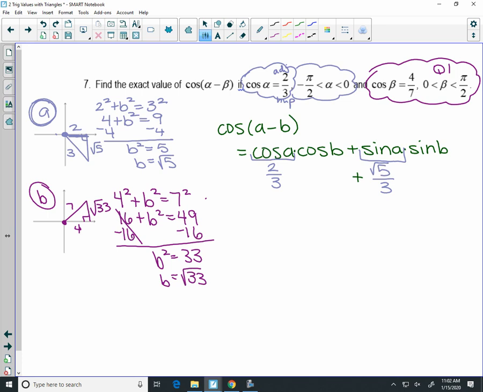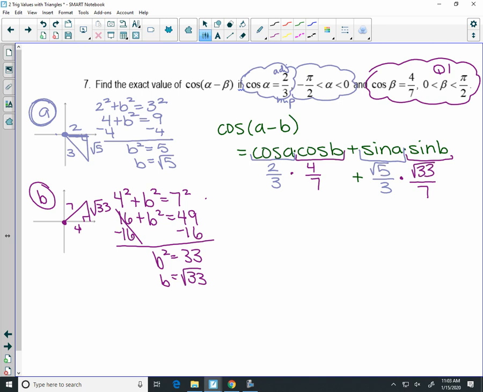So again, I'm replacing the whole thing. Cosine of B is the same as 4/7. Sine of B is opposite over hypotenuse, so square root of 33/7. And now we have fractions and radicals to deal with.